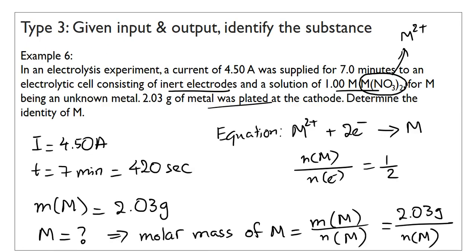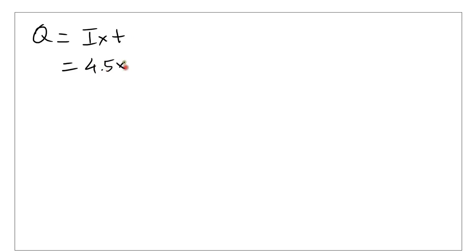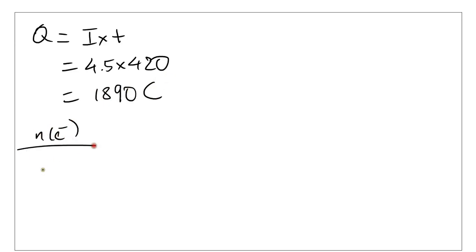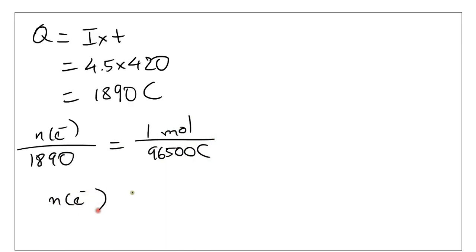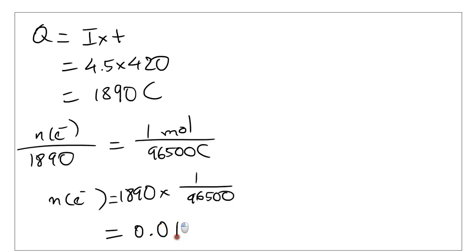So in order to find the number of mole of electrons, you need to use the charge. So I need to find the charge, 4.5 times 420 seconds. Let's do that. 4.5 times 420, so 1,890 coulombs. And then number of mole of electrons given this charge is the same as 1 mole of electrons given 96,500 coulombs. So number of mole of electrons is 1890 over 96,500. Okay, 0.0196 mole is the number of mole of electrons.